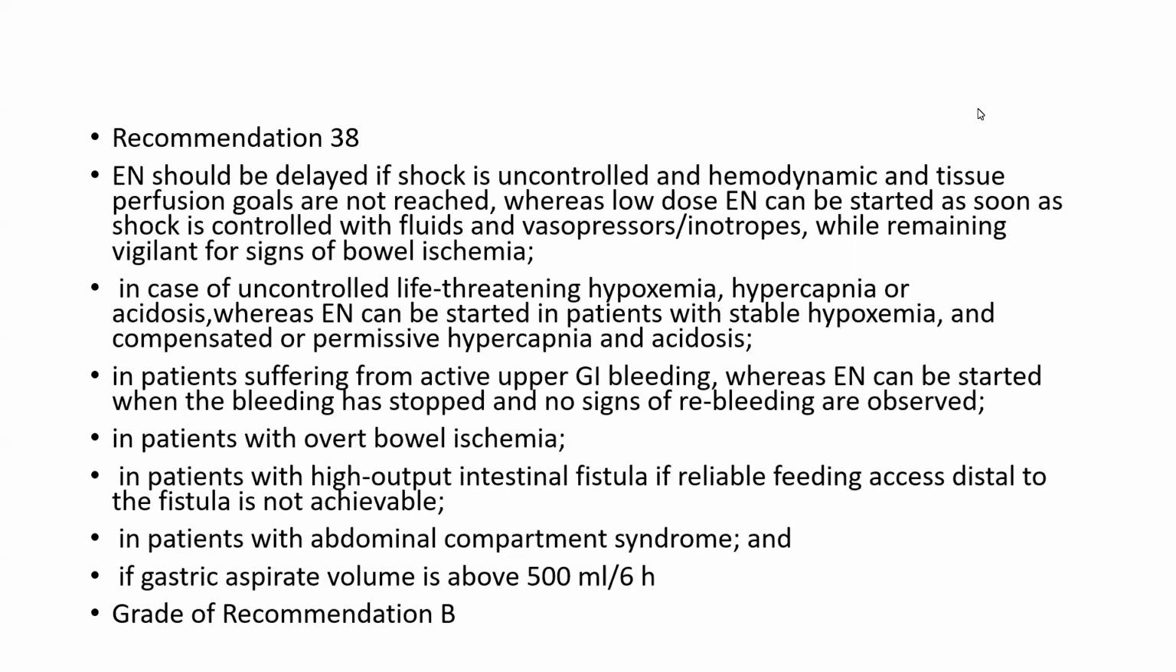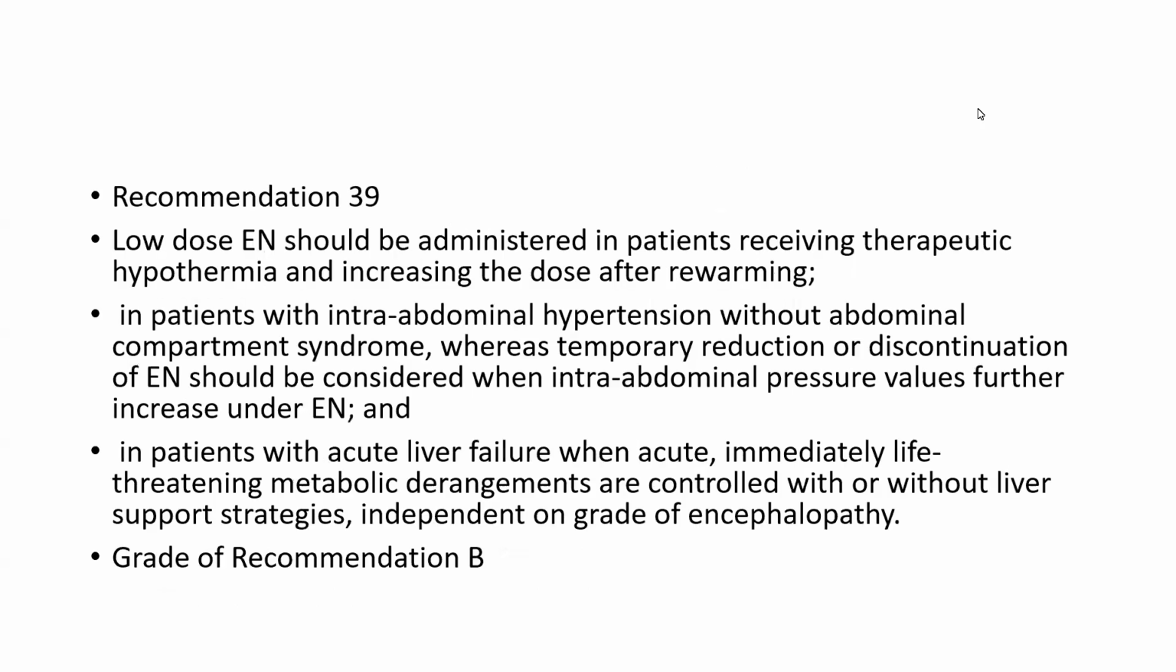In patients suffering from active upper GI bleeding, enteral nutrition can be started when the bleeding has stopped and no signs of rebleeding are observed. It should be delayed in patients with overt bowel ischemia, in patients with high output intestinal fistula if reliable feeding access distal to the fistula is not achievable, and in patients with abdominal compartment syndrome and if gastric residual volume is more than 500 ml per 6 hours.